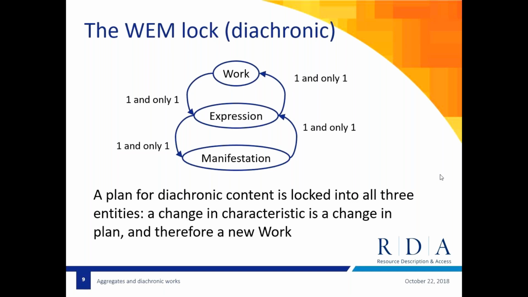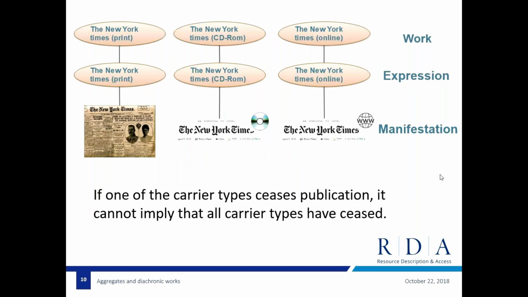So a plan for diachronic content is locked into all three entities, all three aspects of the description of the diachronic resource. Any change in a characteristic of any of the W, E, and M entities means a change in plan, and therefore a new diachronic work. The New York Times, published in print, on CD-ROM, and online, is therefore 3 separate works. There is not one work with 3 expressions here.